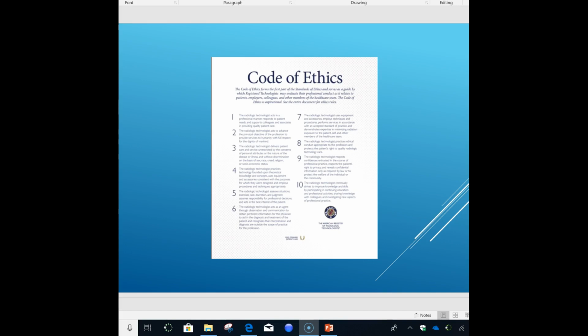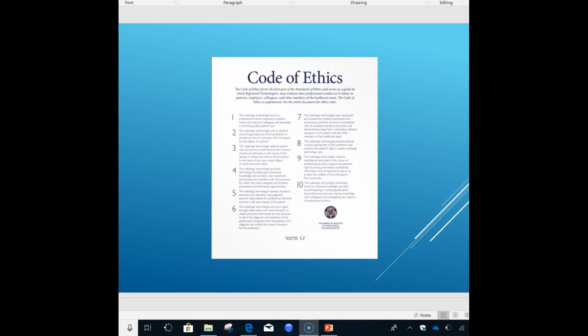Number six, the rad tech acts as an agent through observation and communication to obtain pertinent information for the physician to aid in the diagnosis and treatment of the patient, and recognizes that interpretation and diagnosis are outside the scope of practice for the profession. So I know we touched upon that during the lecture, that you are not to give any diagnosis to the patient. That is out of our scope of practice.